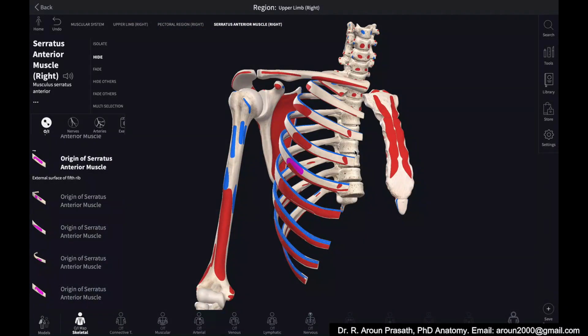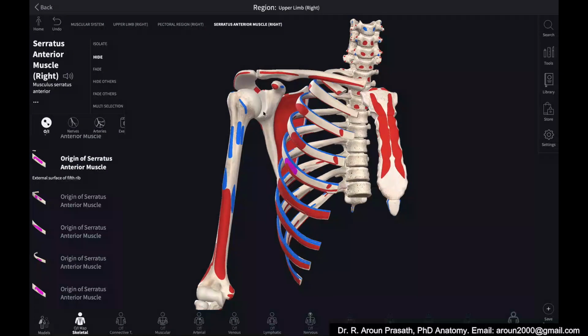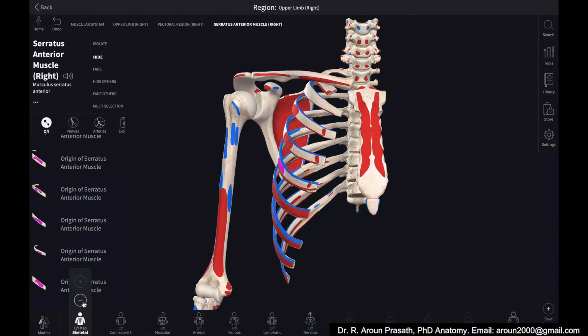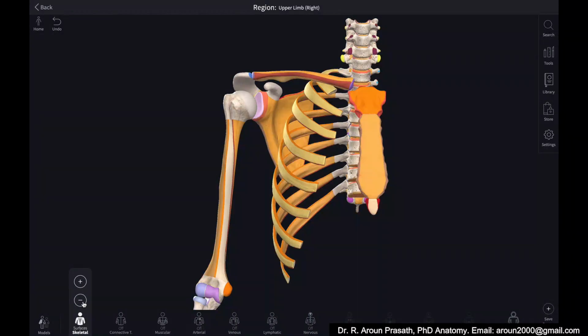that the red color shows the origin point of a muscle and the blue color shows the insertion point of a muscle. This is what you have to understand about the color codings on the skeleton.